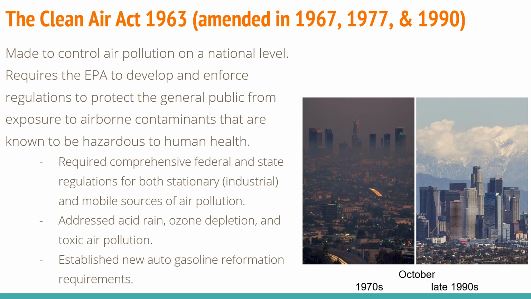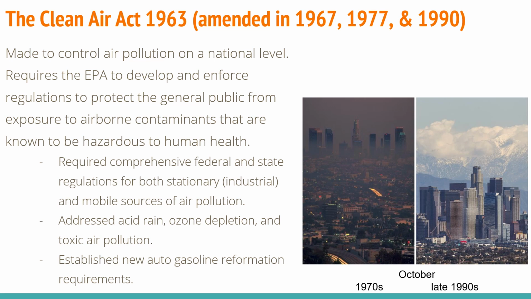So in terms of factories, there are regulations, like you can no longer produce X amount of SO2 or X amount of NO2. It's going to be regulated, and it required comprehensive federal and state regulations for both stationary sources, so industrial like factories, and mobile sources of air pollution. So mobile, thinking non-point source like automobiles. And it addressed acid rain, ozone depletion, and toxic air pollution. It established new automobile gasoline reformulation requirements, and it was also the first major environmental law in the US to include a provision for citizen suits.